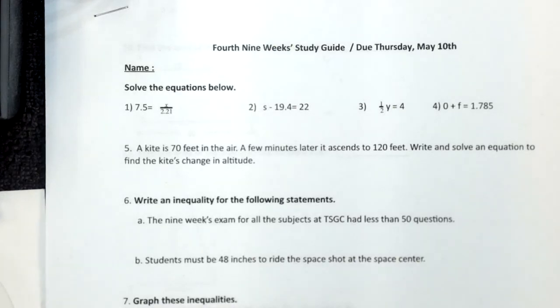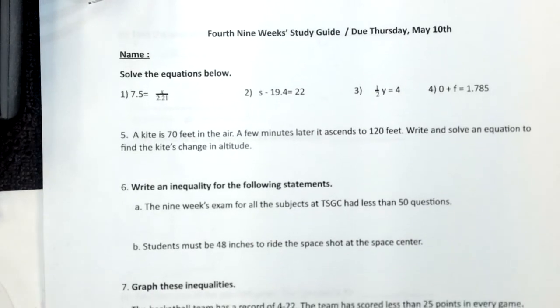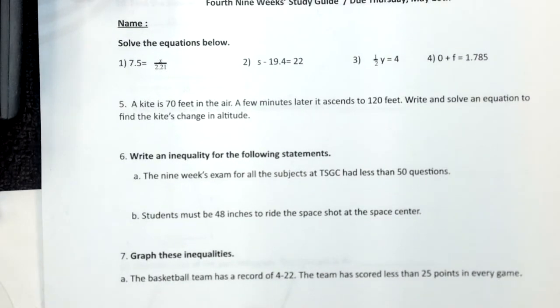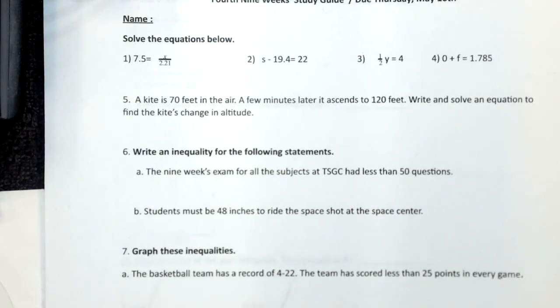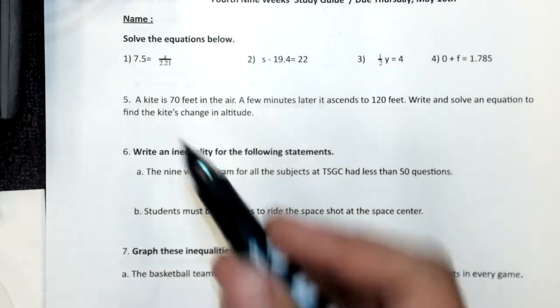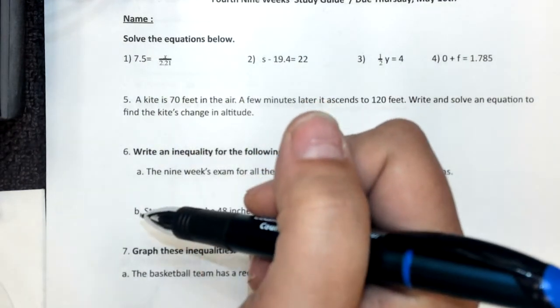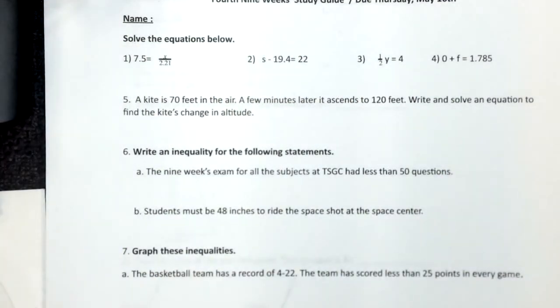Okay, so 9-week study guide. First section is equations. How do we undo equations? Well, depending on what it is, we do the opposite. Look at that fancy word, inverse operation. Okay, so if this is x divided by 2.2, how do we undo it?